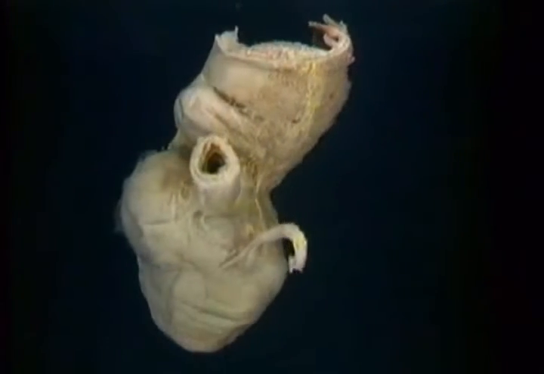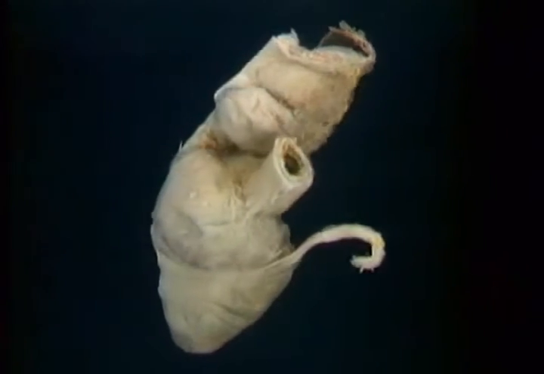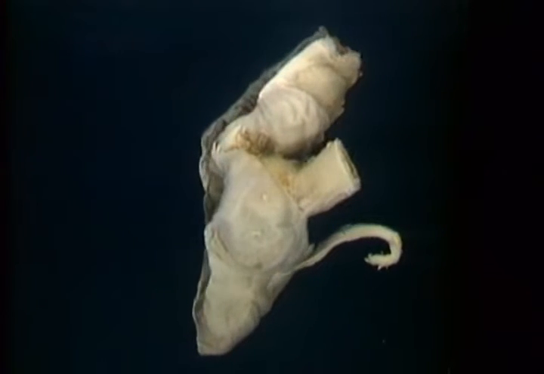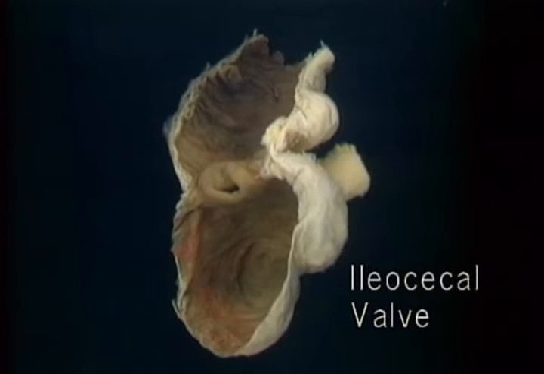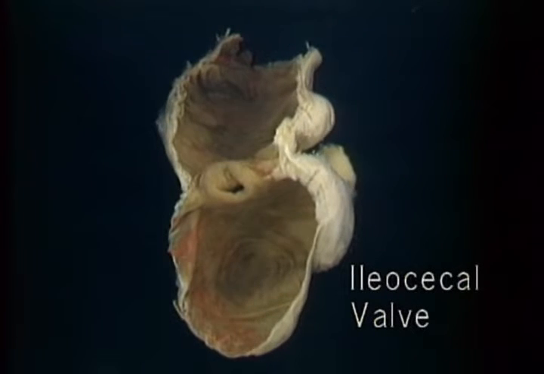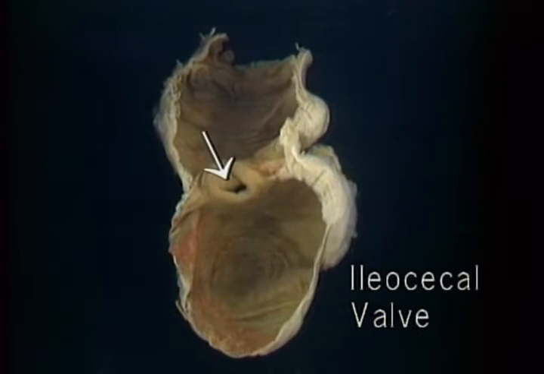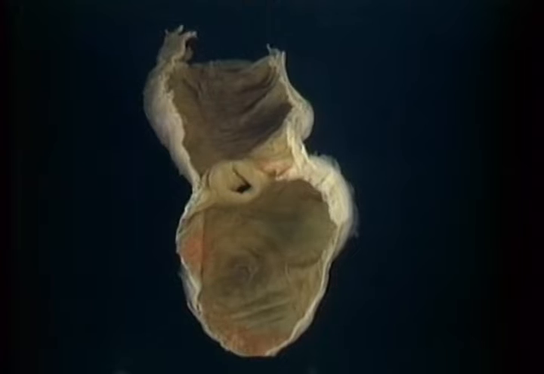Here's a dissection of the terminal ileum, cecum, and appendix that's been opened longitudinally. The ileum projects a long way into the lumen of the cecum, opening at the ileocecal valve here. It's suspended by these two folds of mucosa. Despite its name and valve-like arrangements, this opening is not an effective one-way valve.